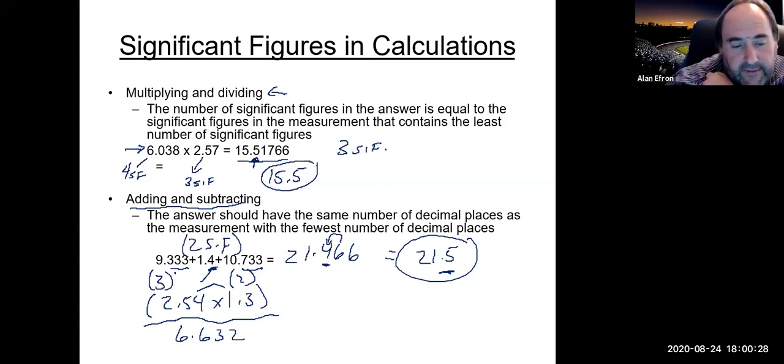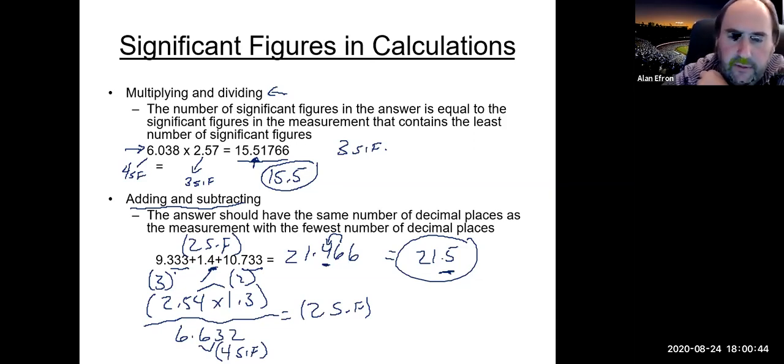And then the next thing you would do is take that answer on top and divide it by the bottom number, which has 4 significant figures, which means when you're said and done, your answer should end up with 2 significant figures. So you do want to keep track of what you're doing, keep track of the significant figures, and then really round things to the right number at the end of the calculation.